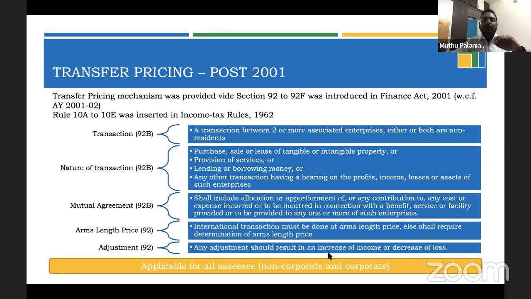So this is what is important as far as your transfer pricing is concerned, which was introduced in assessment year 2001-02. It is applicable to all assessees, both non-corporates and corporates. So it is for all assessees, not just for corporates. It is also applicable for non-corporates. The due date for transfer pricing entities will be 30th November. They have to file a Form 3CEB to comply with these provisions. That is, they have to report these international transactions. They'll have to report that it is at arm's length price.